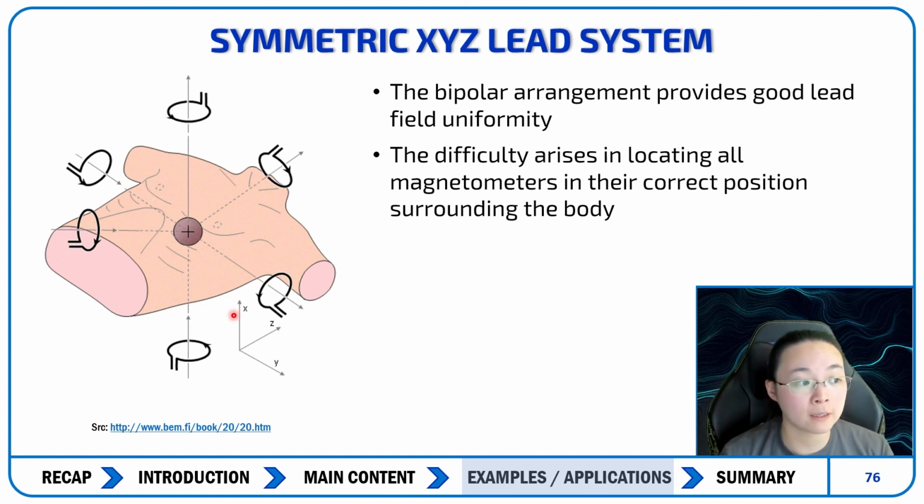So how many magnetometers are required for the Bally-McPhee lead system? It's 6. 3 magnetometers or 3 pairs of magnetometers for each of the coordinates.